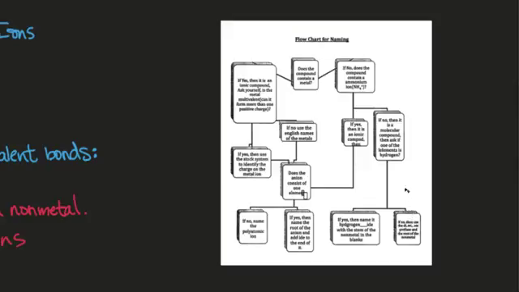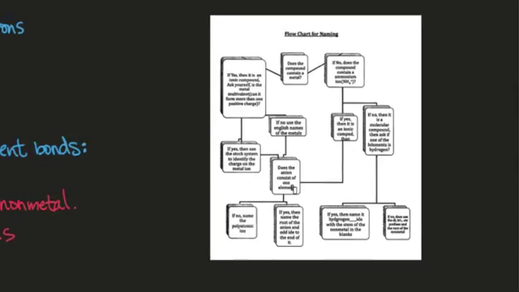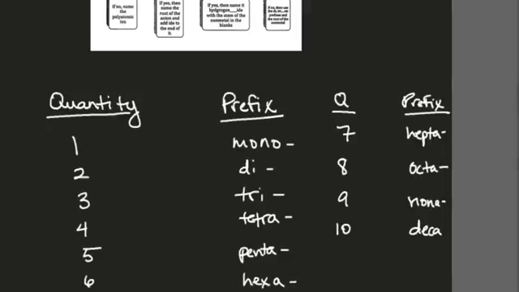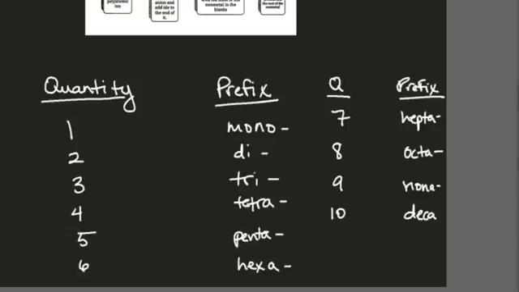So that would be your mono, di, tri, tetra, penta, all of those guys. Go back and review those if you don't know them. I went ahead and came up with a little table for you. Go ahead and write these down if you don't know them. This again is for non-metal and non-metal only, that you use these prefixes.